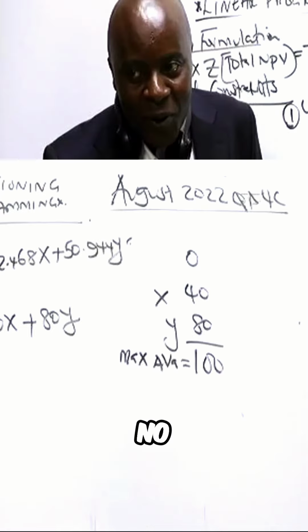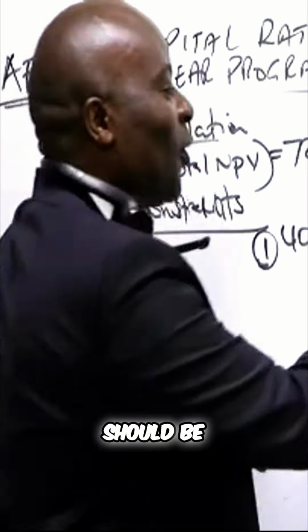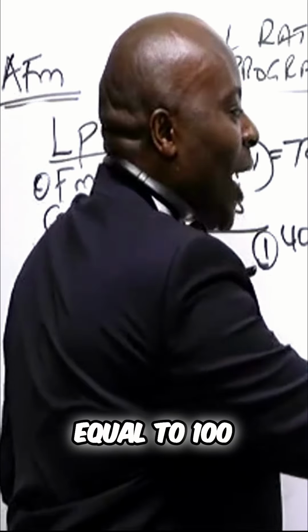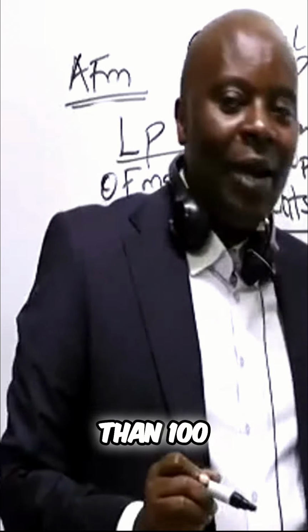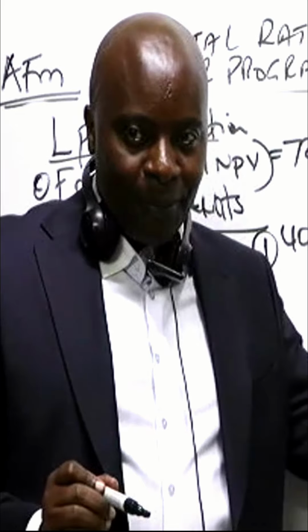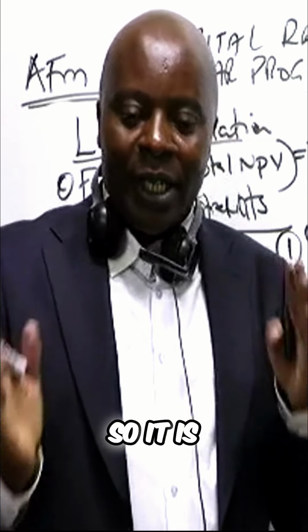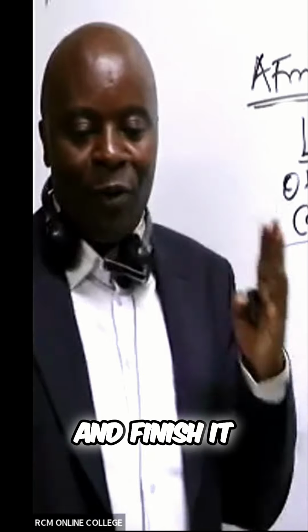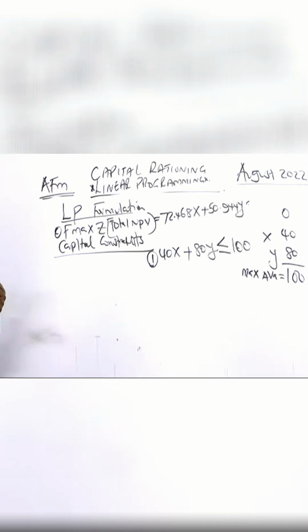80Y. Should it be 100 exactly? No, good try, but wrong. Should be less or equal. Should it be less or equal to 100? Because you see, if you decide to use more than 100, then you're a thief. Because you can't use what you don't have. The maximum you have is 100. So it is either you use that exactly and finish it, or you use what here, somebody? Less. We use less.